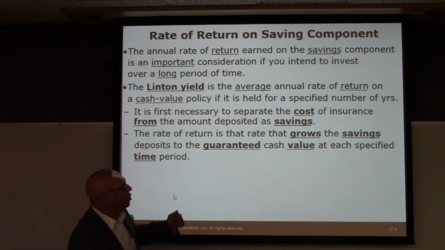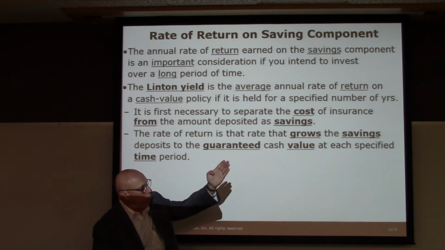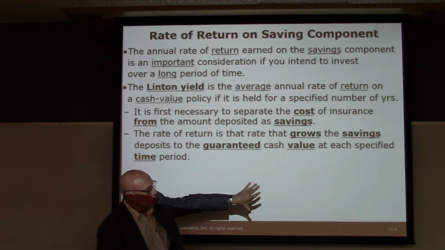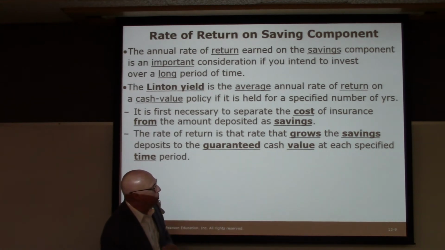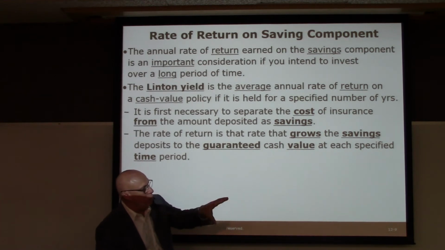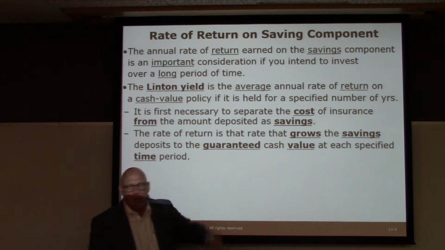Okay? So we're looking at the premium. We are carving up the premium into two pieces. One is the cost of the death benefit. The other is the amount that is deposited into the accumulation account. And then we compare that with the cash value, the guaranteed cash value, at the end of each period.